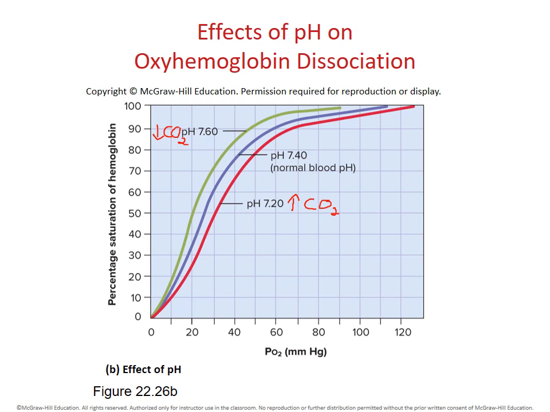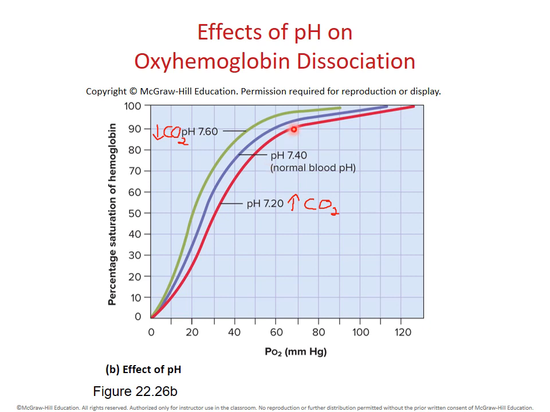All right, so what's the effect we see? We see that as conditions become more acidic, often associated with increases in CO2, the curve shifts down. So remember what that means. A downshift in the curve means a destabilization of hemoglobin. It reduces the affinity of hemoglobin for oxygen, and so hemoglobin is going to release more oxygen than it normally would.